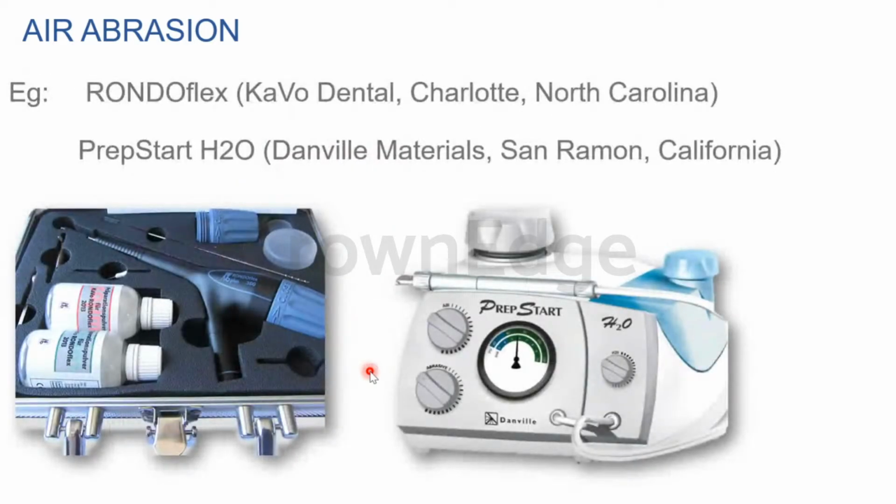A few examples of air abrasive units include the Rondoflex by KaVo and Prep Start H2O by Danville. These two are highly used. There's another called Aquacare, which is used mostly in Asian countries. These are devices that are used for air abrasion.